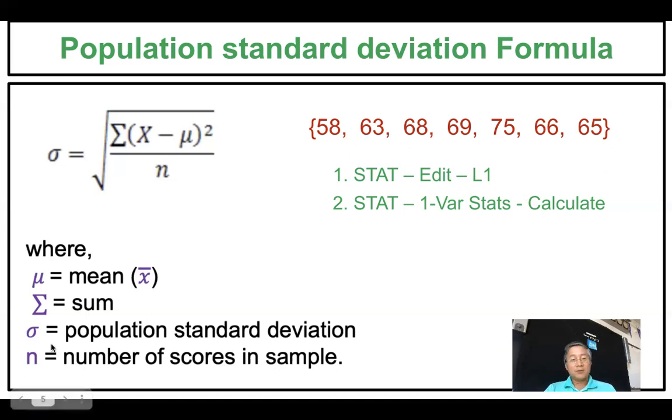So how do we do it? Let's do it together one more time. We follow these steps. Stat, go to Edit, and put all the data in L1. Then go to Stat again, choose the first variable stats in Calc, and then calculate. Those are the steps. Let's do it together.